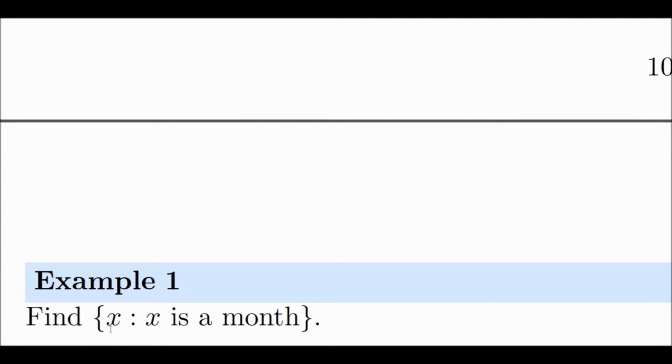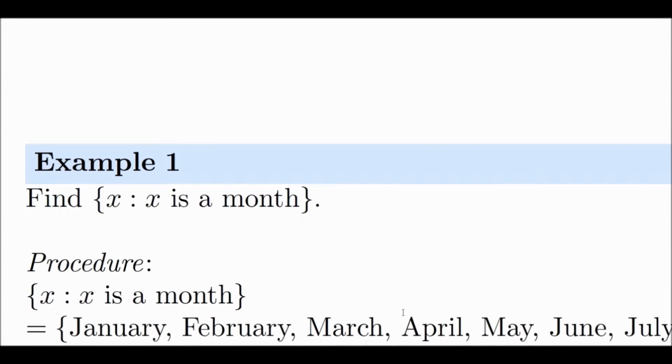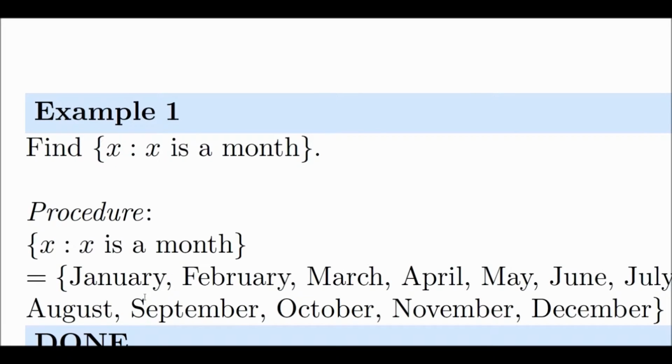Let's look at a couple of examples of builder notation. Here I want to find the set of X such that X is a month. So here's the set of months. It's January, February, March, and so on to December. So if you wrote the set of X such that X is a month, you could also write that set using roster notation by listing out all the months.